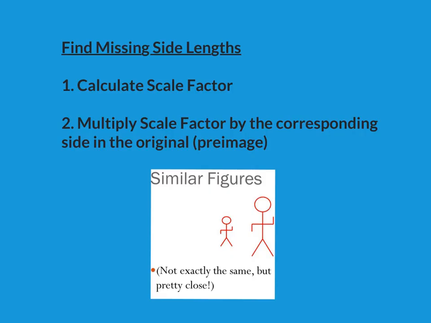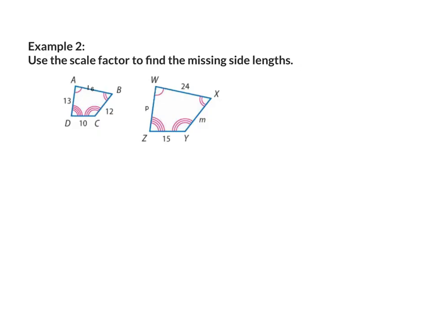To find missing side lengths, you're going to calculate the scale factor and then multiply the scale factor by the corresponding side in the original pre-image. Example number 2. Use the scale factor to find the missing side lengths. Now the problem here is that we don't know what the scale factor is. So we need to find the scale factor before we can find the missing side lengths. And those missing sides are side P and side M. So first, let's find the scale factor.